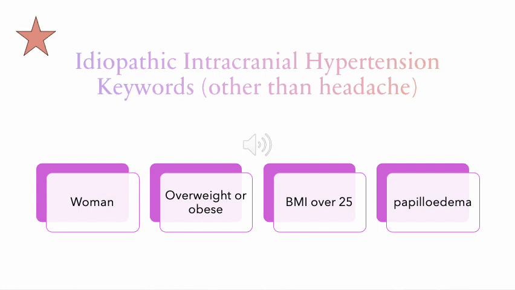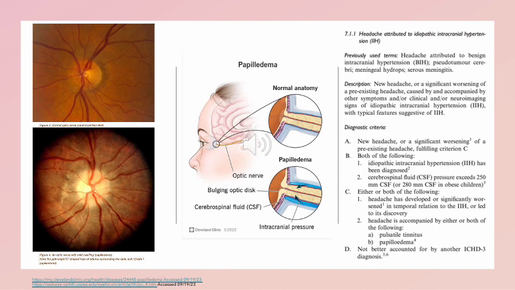Okay, so keywords: it's a woman, probably a younger girl who is overweight or obese, so a BMI that's going to be over 25, and they will have papilledema. They should absolutely give you a BMI and papilledema if they are going to test you on this. I have never seen a question where they do not give you those things. So what in the world is papilledema?